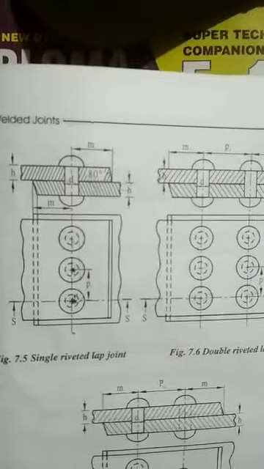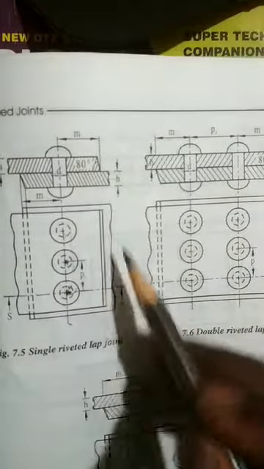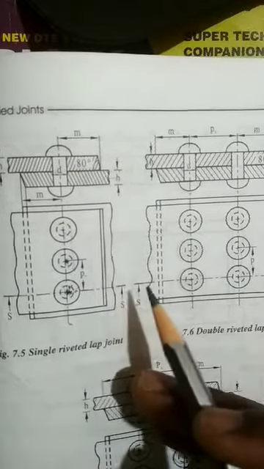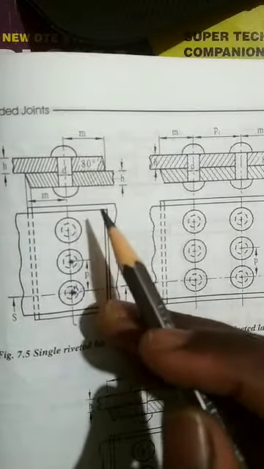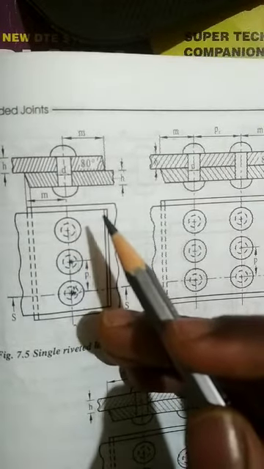Let us consider this figure. This is a single riveted lap joint. Here you can see the top view of this riveting. There is a single row of riveting, that's why it's known as a single riveted lap joint. You have to find out the number of rivets. I1 means the number of rivets in single shear per pitch length.